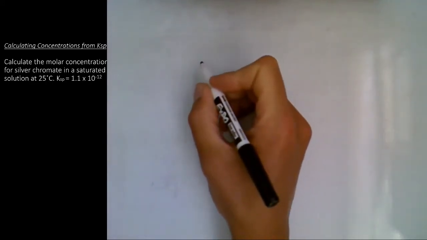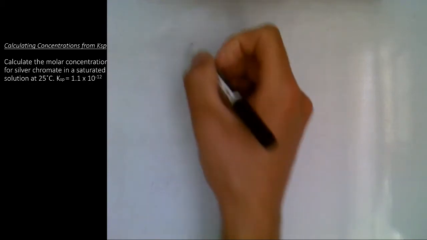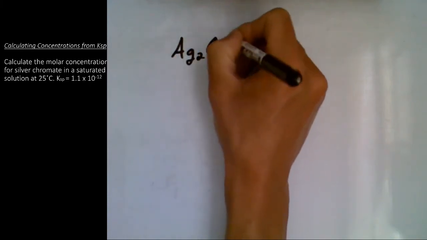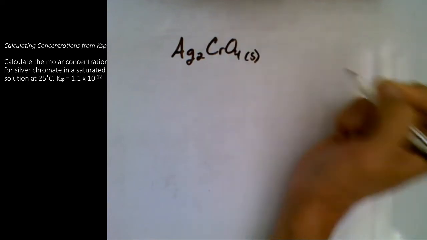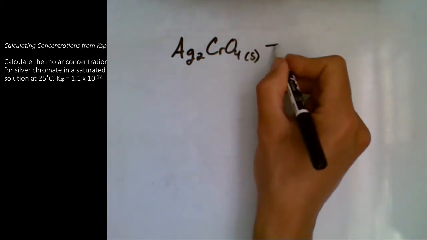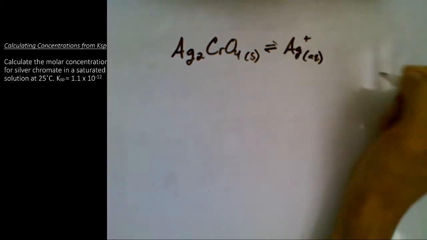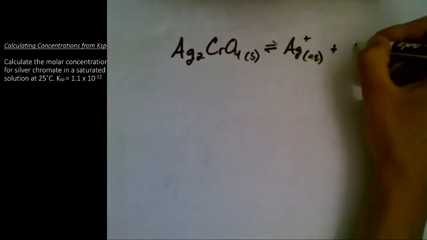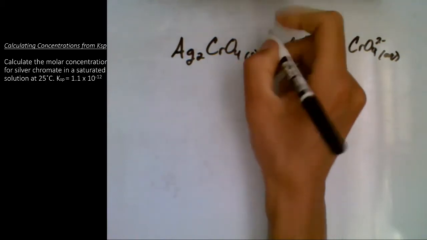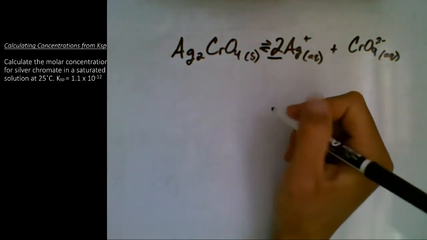Whenever we're dealing with a dissociation equation and with KSP in general, the equation that we're working with is a dissociation equation. So silver chromate is Ag2CrO4, and since it's dissociation, it's going to be solid as a reactant. Keep in mind, CrO4 chromate has a minus 2 charge, and silver has a plus 1 charge. That's why we have the formula that we built over there. So we're going to balance this equation. So we have CrO4 2 minus, and it's aqueous, and keep in mind here, because of those two silvers, we're going to have a coefficient of 2 in front of the silver.